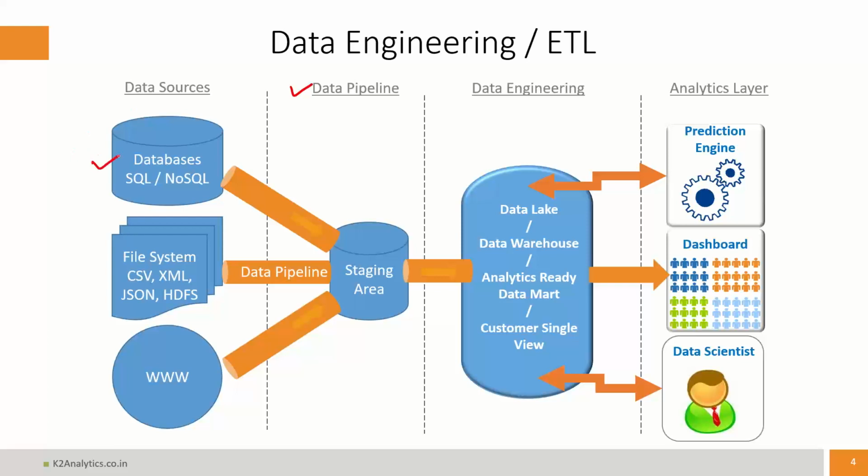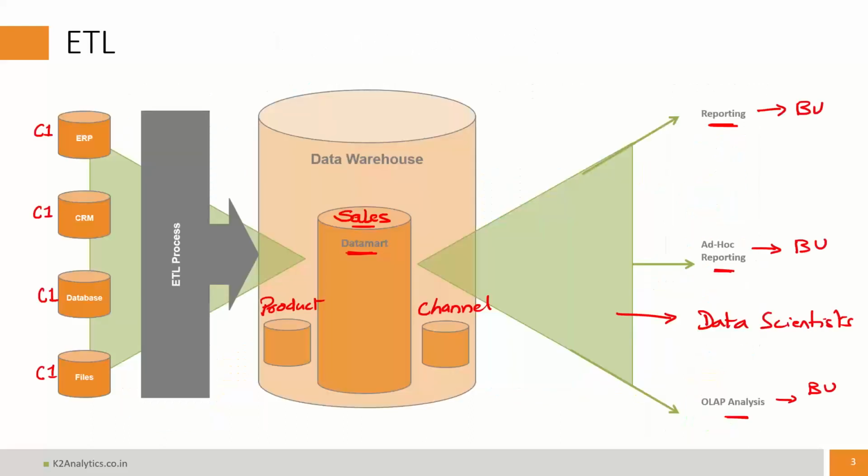The concept remains the same. There are data sources. You may have data sources which may be a database, SQL, NoSQL. You may have a file system, CSV file, XML file, JSON, HDFS, or you may be extracting data from a website, web scraping. Okay. When you extract data, you create a pipeline. And typically what happens is the data which you extract, you don't directly put in the warehouse.